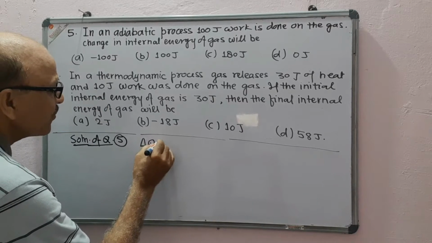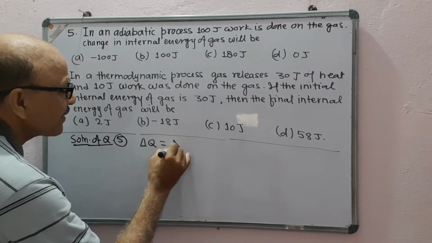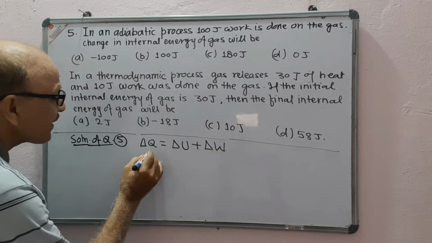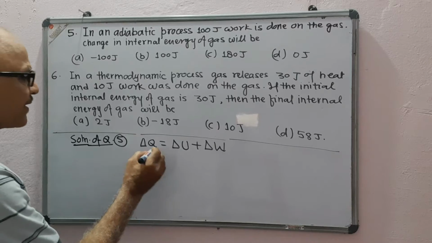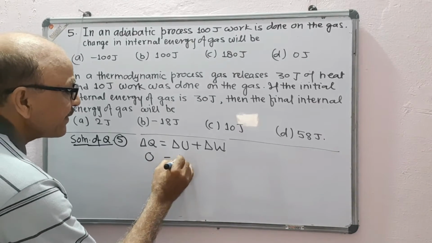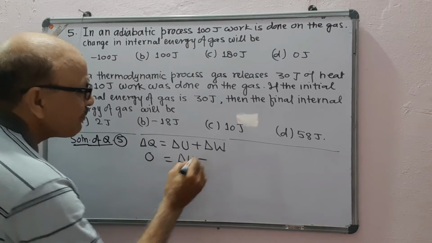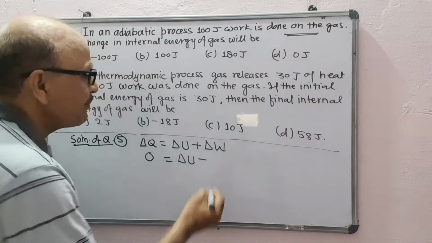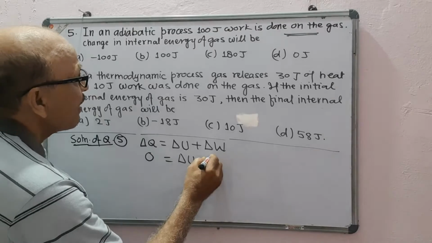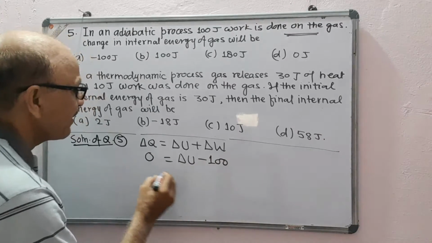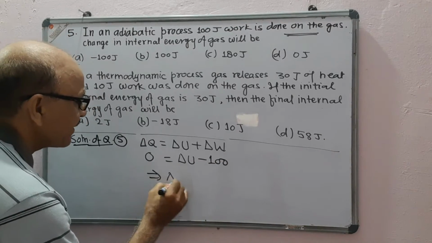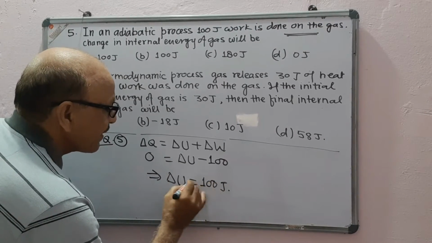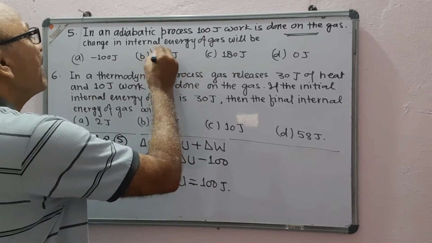dQ is equal to delta Q is equal to delta U plus delta W. For an adiabatic process, delta Q is 0, therefore delta U equals work done on the gas. On the gas means negative, so minus (minus 100 joule). This implies that delta U will be equal to 100 joule. The correct answer is B.